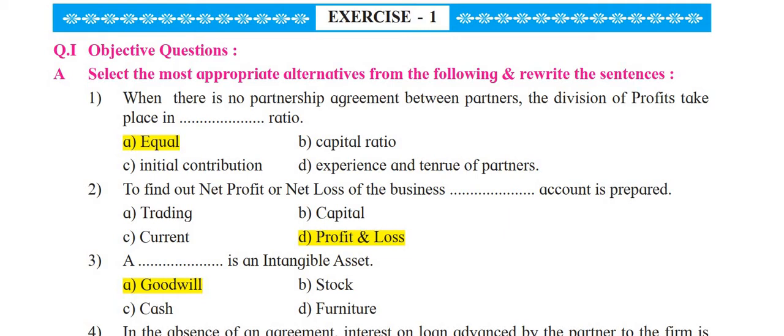Yes students, today in this video we are going to solve the exercise of chapter number 1, that is, introduction to partnership and partnership final accounts. इस chapter का question number 1, objective questions, most probably A B C D, को हम solve करेंगे, discuss करेंगे, and will try to also understand in depth why it is so.